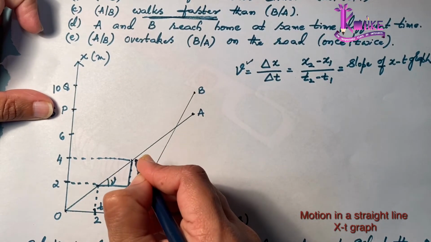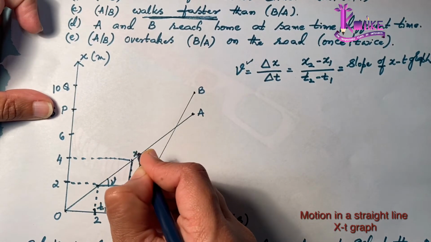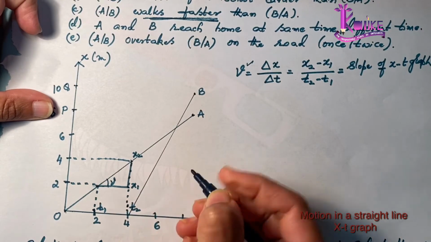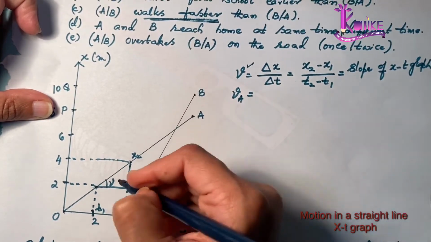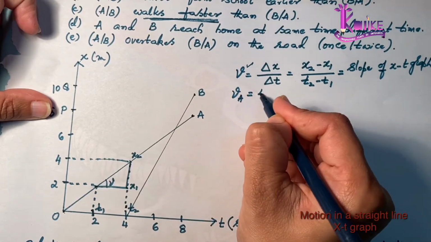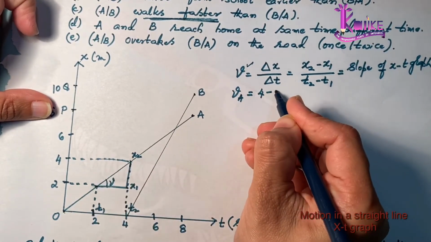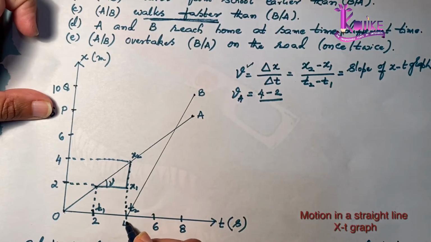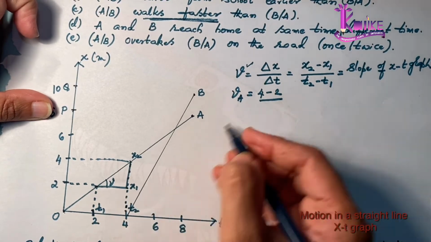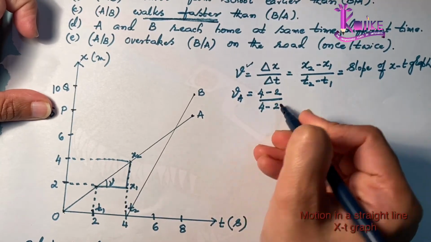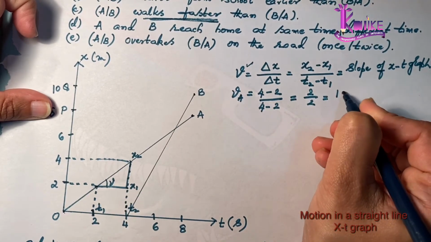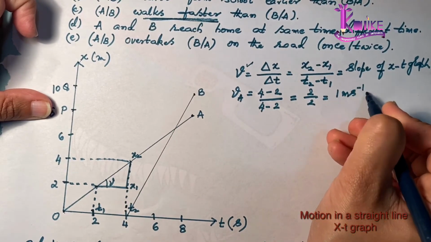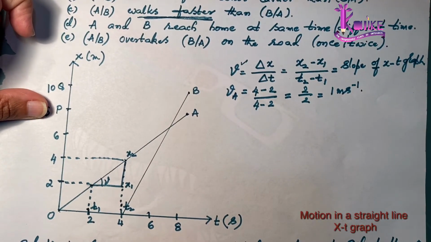So this is x2. How much is x2? This is x2 and this is the value of x1. So I will just substitute it for A. x2 is 4 meter minus x1 is 2 meter, divided by T2 is 4 and this is 2. So this is 2 divided by 2, which is 1 meter per second.